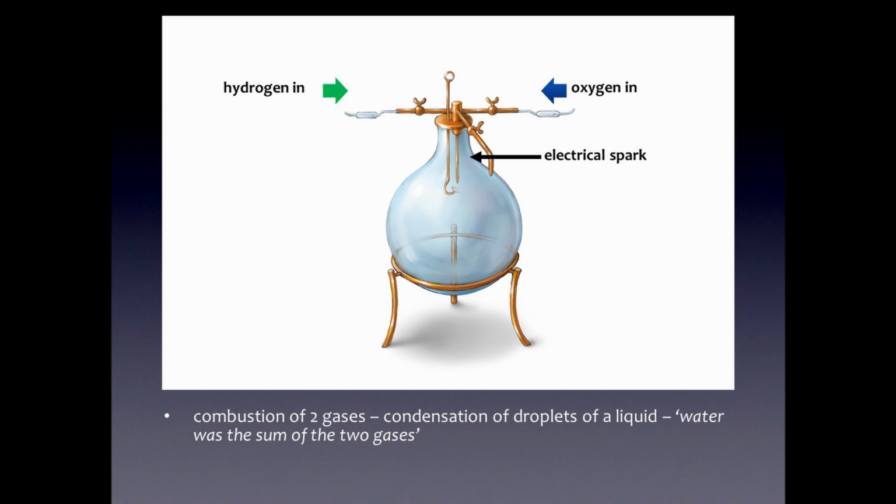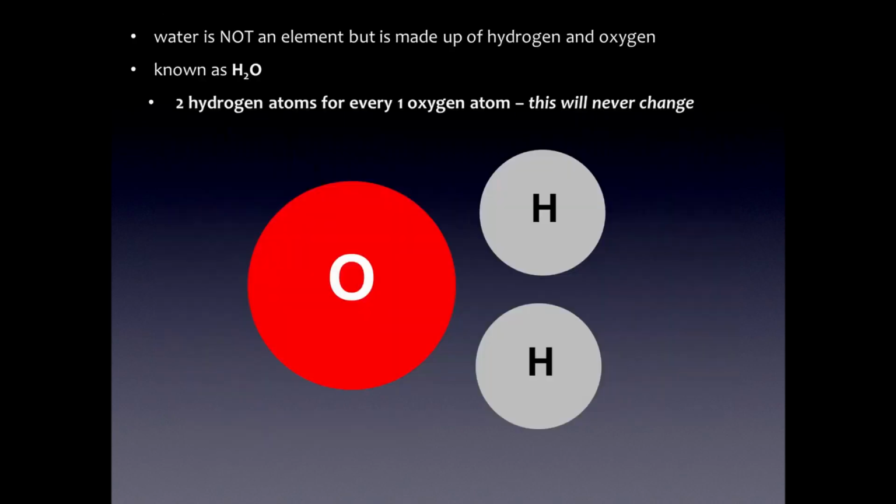So what this meant was that water had to be a product of these 2 gases. So in the 1700s, we proved that water was a combination of hydrogen and oxygen. Water, in fact, could be subdivided into a smaller particle, a smaller molecule. So what we know now is that water is not an element, but it is made up of 2 elements. It's made up of hydrogen and oxygen.